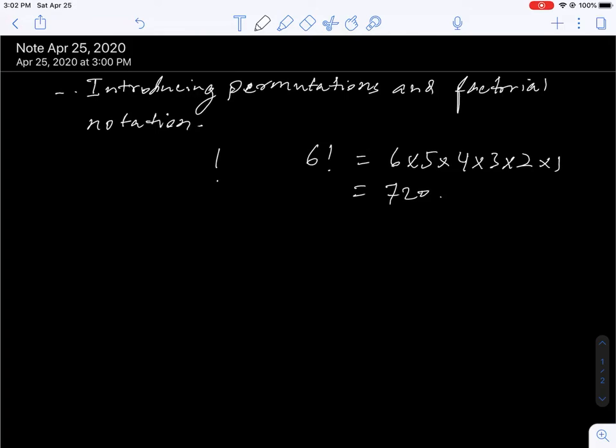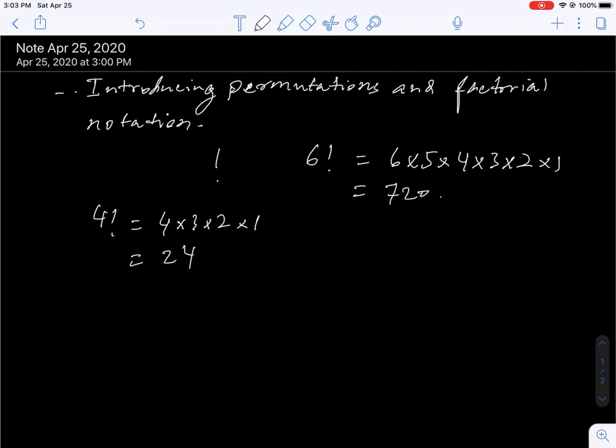If it says 4 factorial, it means 4 times 3 times 2 times 1, and you can just use your calculator and find it. It will be 24. So 3 times 4 is 12, times 2 is 24. Now this is easy.